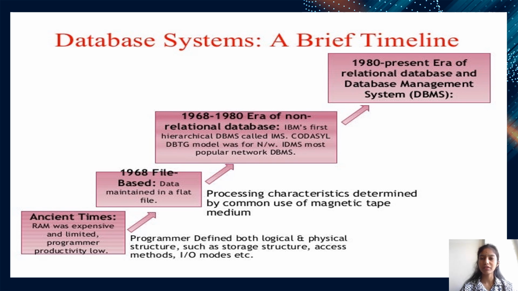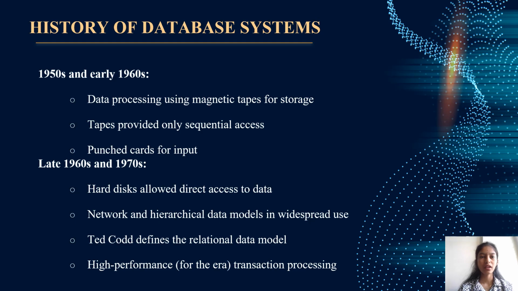Database system brief timeline. Ancient time to 1968 was file-based, 1968 to 1980 was the era of non-relational databases, and 1980 to present is the era of relational databases and database management systems. The history of database systems.